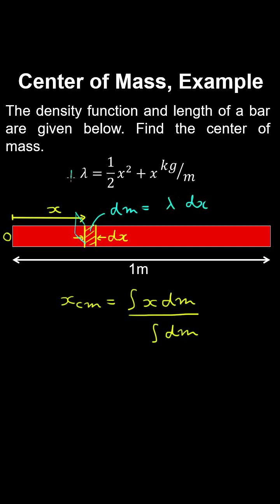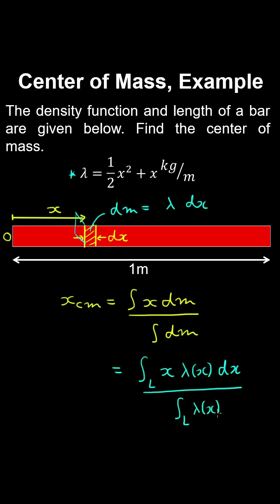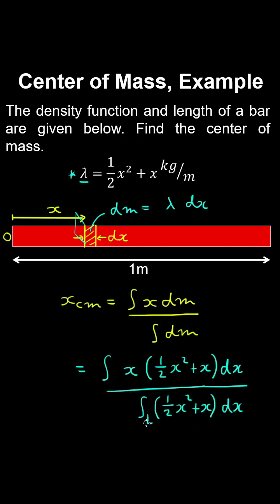And in this case, our density function is a function of x. So we can rewrite this expression as the integral over the length of x dm over the integral of the linear density function with respect to x. And now we can substitute for our linear density function and integrate from 0 to the length of the bar. And now you can evaluate these integrals and post your answer in the comments.